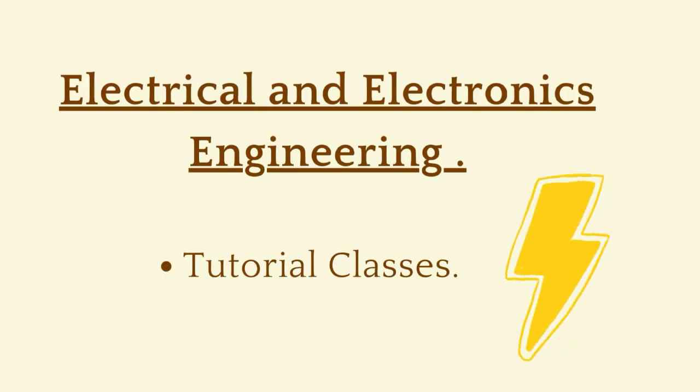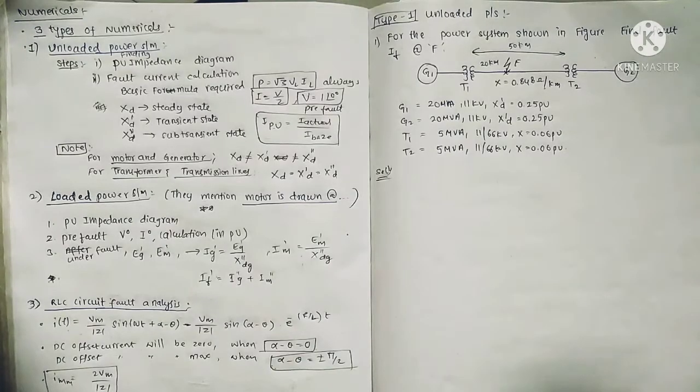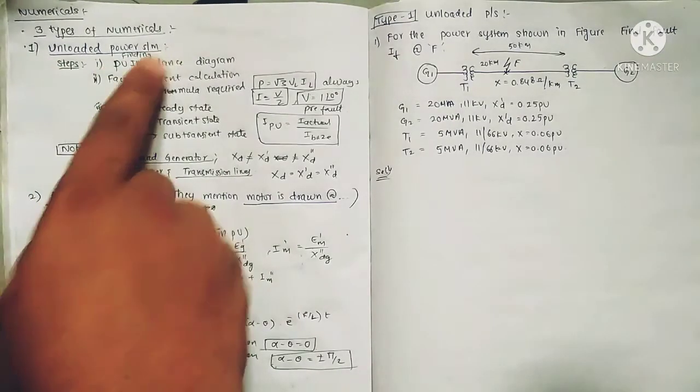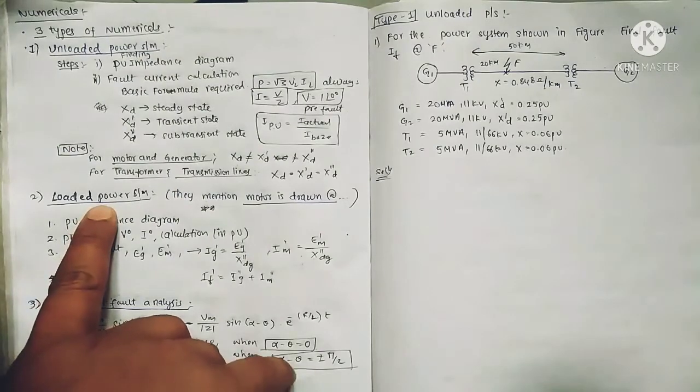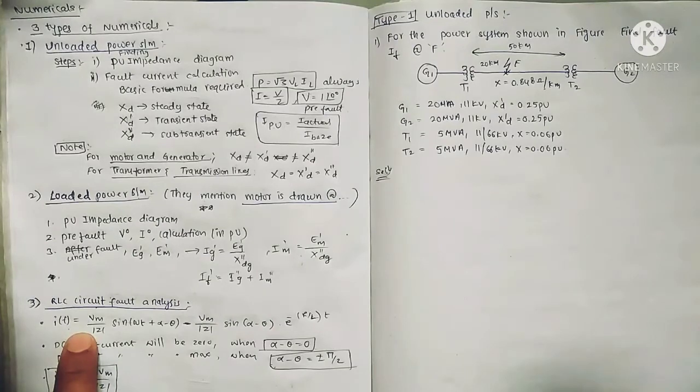In this video, as we have started module 2, let us deal with the numericals. Generally, numericals on module 2 have three types. The first type is the unloaded power system, the second type is the loaded power system, and finally the RLC circuit fault analysis.